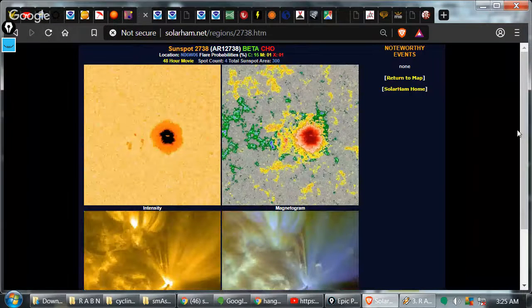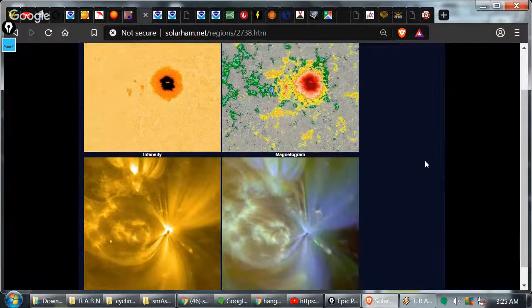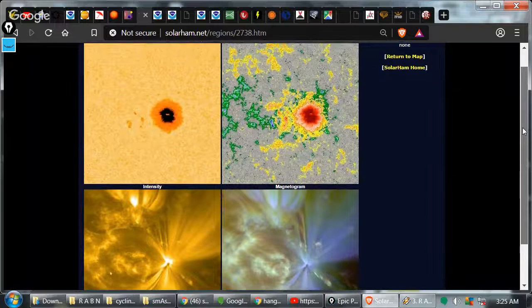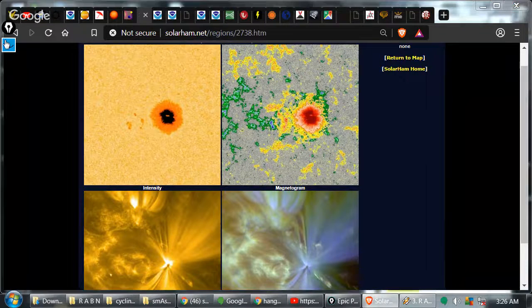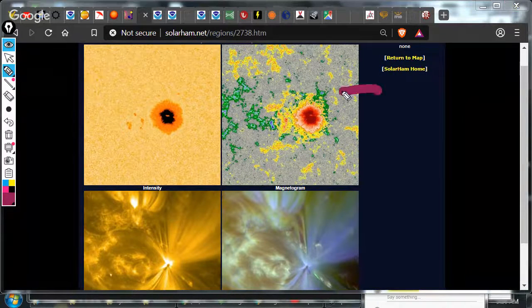Here's the active region breakdown on solarham.net. We do see a little magnetism right here, so we'll be watching that throughout the day. And right here, we'll be watching those areas to see if they form into opposite polarity sunspots, greatly increasing the chance of solar flares and coronal mass ejections.